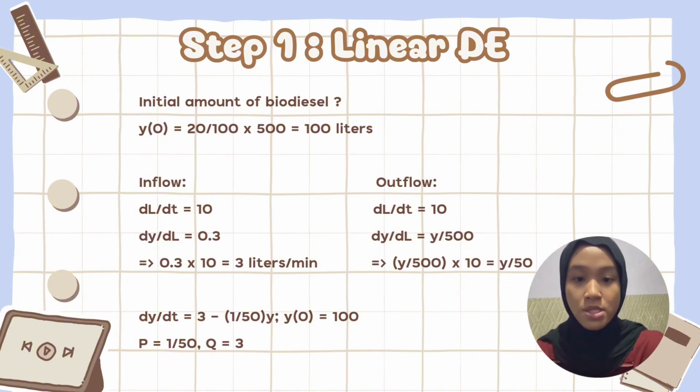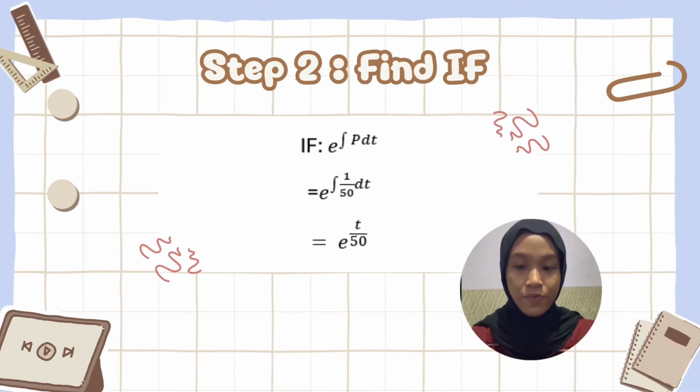Finally, to achieve our first objective of getting a linear differential equation, we need to subtract the product of the rate of solution and its concentration for the outflow from the inflow process. Then, we will get a linear differential equation of dy over dt equals 3 minus 1 over 50 y. From the differential equation, we can find out that P is equal to 1 over 50 and Q is equal to 3.